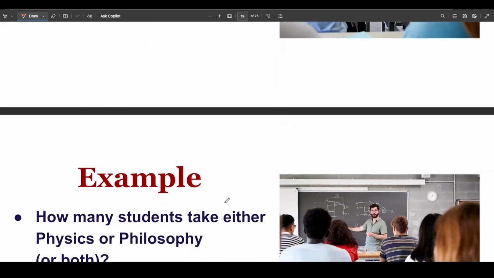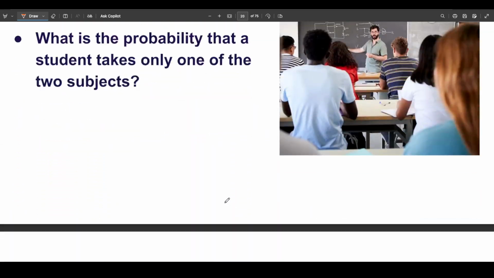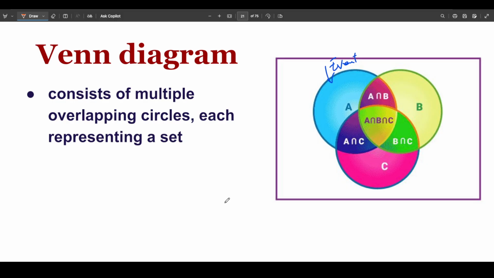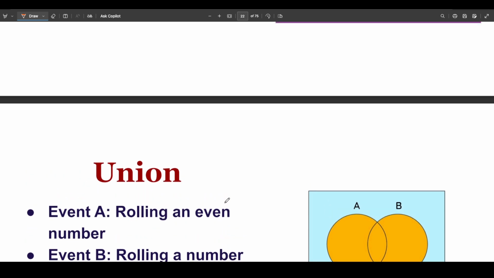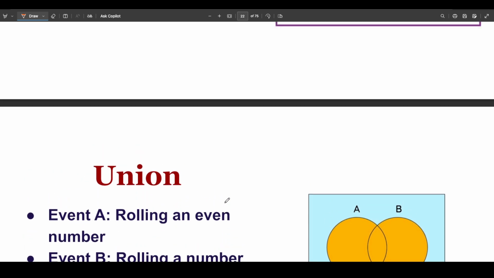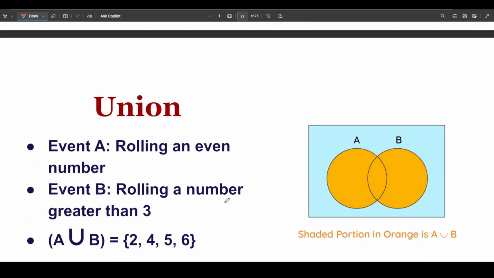Now we have an idea of a Venn diagram, and we see that it's a very useful visual tool for us to describe different probabilities and different cases. Okay. Now let's talk a little about union, intersection, things like physics or philosophy, physics and philosophy, physics and philosophy, not physics. Okay, so we're going to start with union.